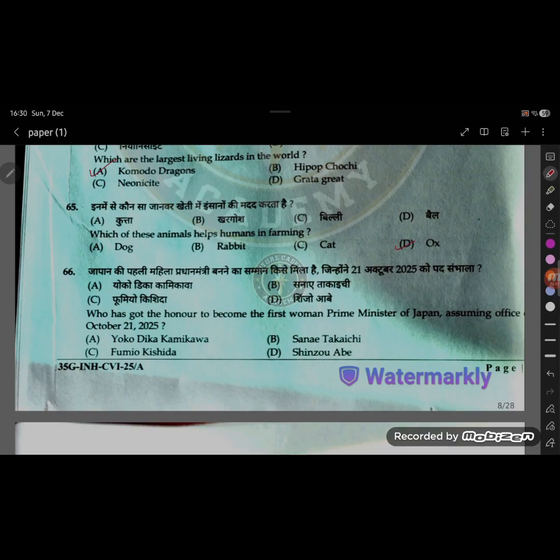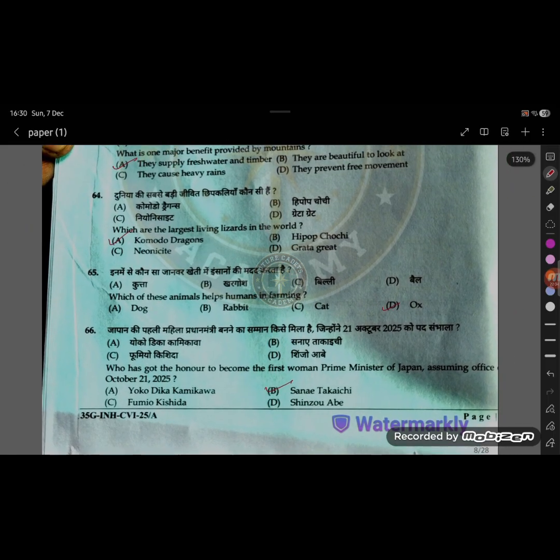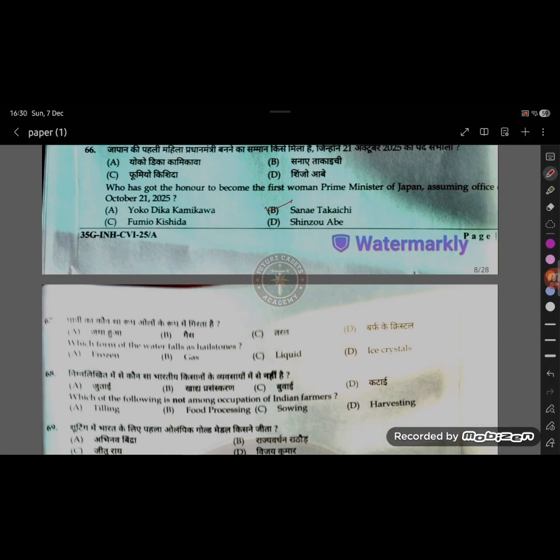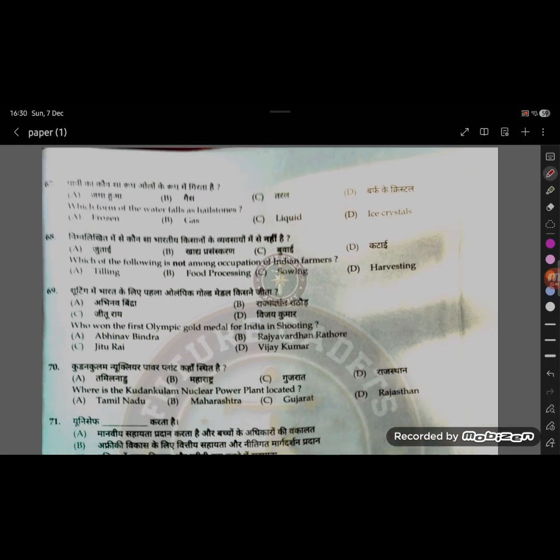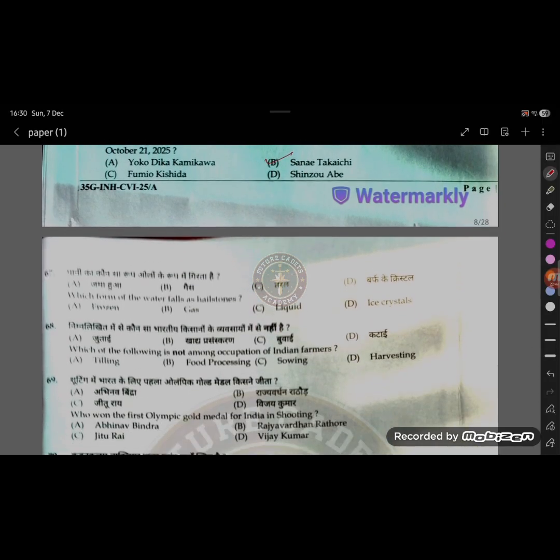Question number 66 is about the first woman Prime Minister of Japan. A great feat achieved by Japan itself when Miss Sanae Takaichi was announced as the Prime Minister of Japan, first woman Prime Minister of Japan in this October only. I hope you got this right. You all have heard this news, which was quite discussed all over the world.